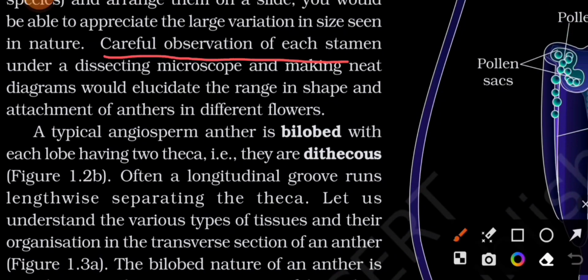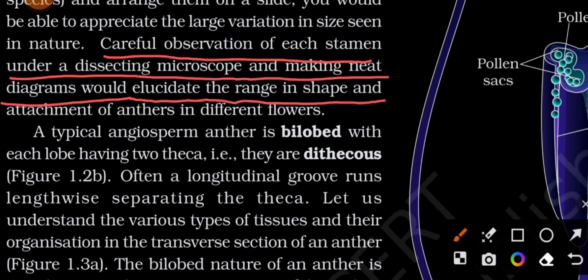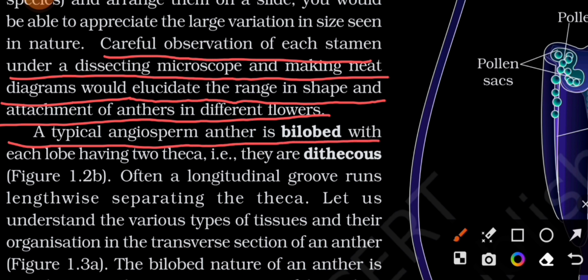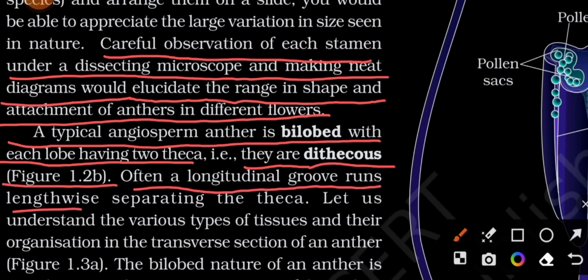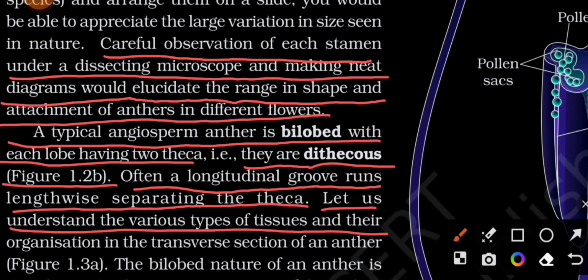Careful observation of each stamen under a dissecting microscope and making a neat diagram would elucidate the range in shape and attachment of anthers in different flowers. A typical angiosperm anther is bilobed with each lobe having 2 theca, that is, they are dithecous. Figure 1.2b. Often a longitudinal groove runs lengthwise separating the theca. Let us understand the various types of tissues and their organizations in the transverse section of an anther.